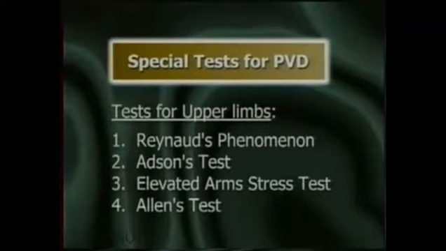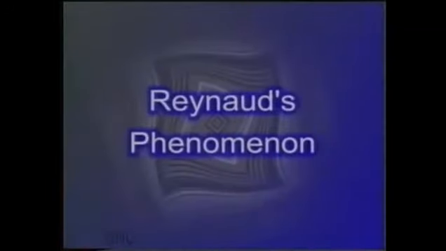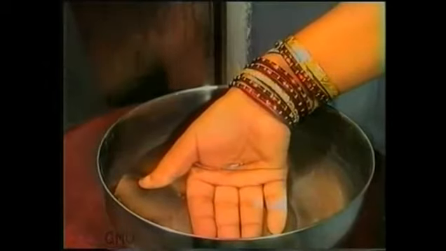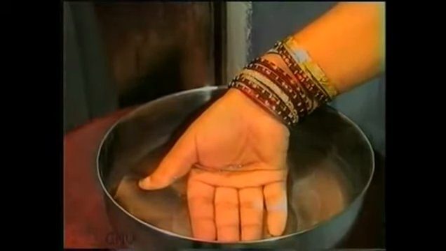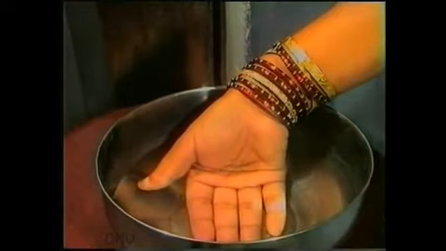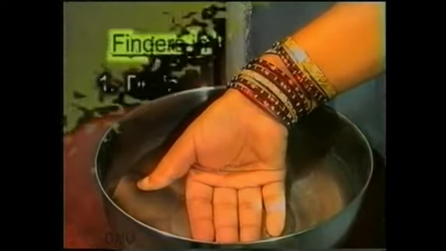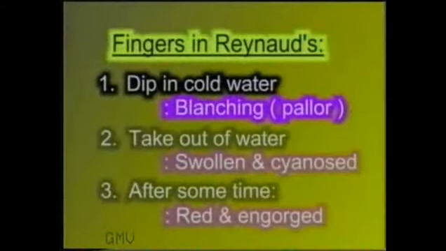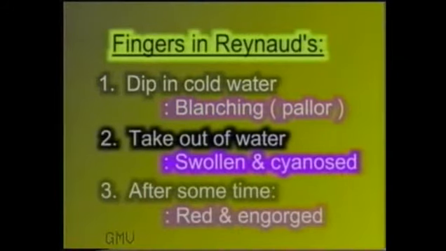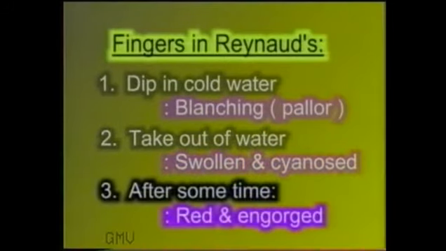The Raynaud's phenomenon. If you are suspecting Raynaud's phenomenon, dip the fingers of both hands in ice cold water and watch for blanching or pallor of the fingers. If the fingers become blanched, take the hands out of the cold water. The fingers will become swollen and cyanosed, and gradually, as the spasm of the arteries wears off, they become red and engorged due to flow of blood in the dilated capillaries.